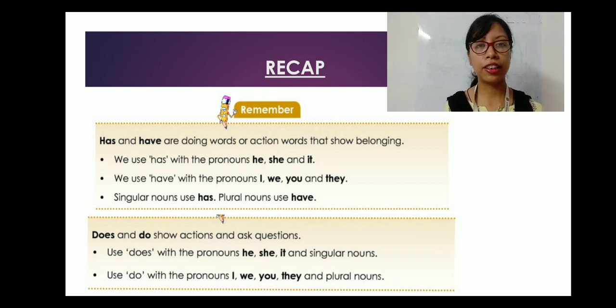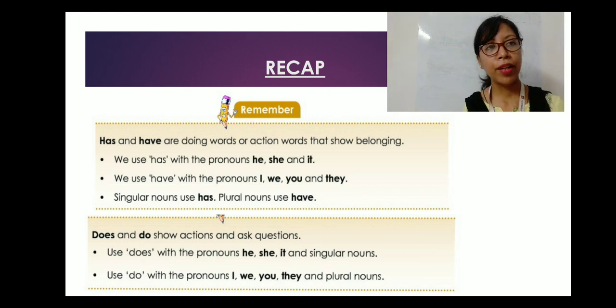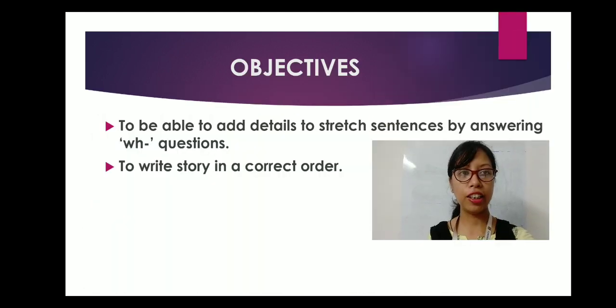Now, let's come to does and do. Does and do show actions and ask yes or no questions. We use does with the pronouns he, she, it and singular nouns. We use do with the pronouns I, we, you, they and plural nouns. In the same way as has and have, here also does is used with the singular pronouns, that is he, she and it, and do with the plural form I, we, you and they, because I and you are included in the plural. Clear?